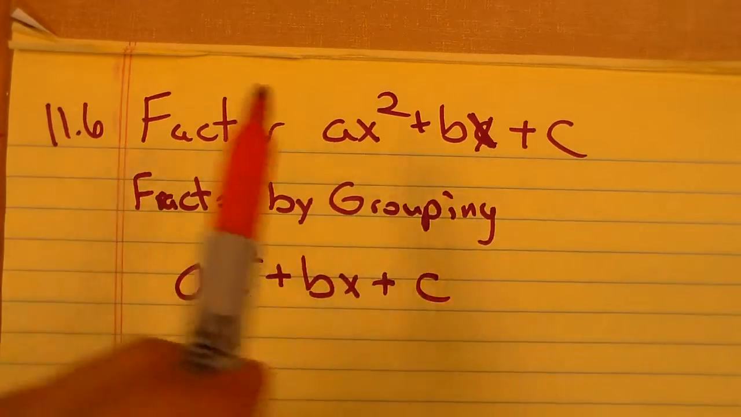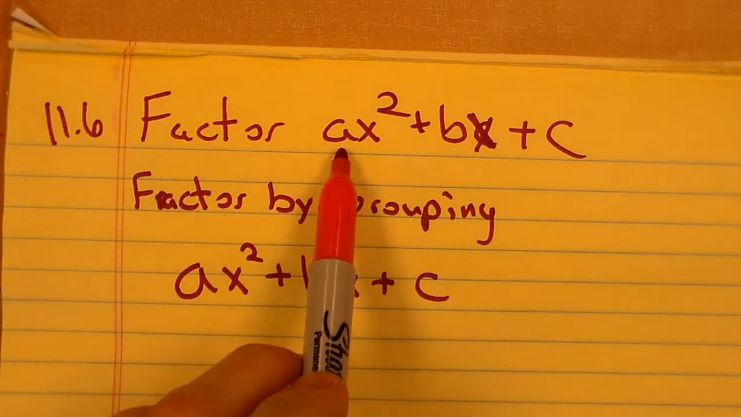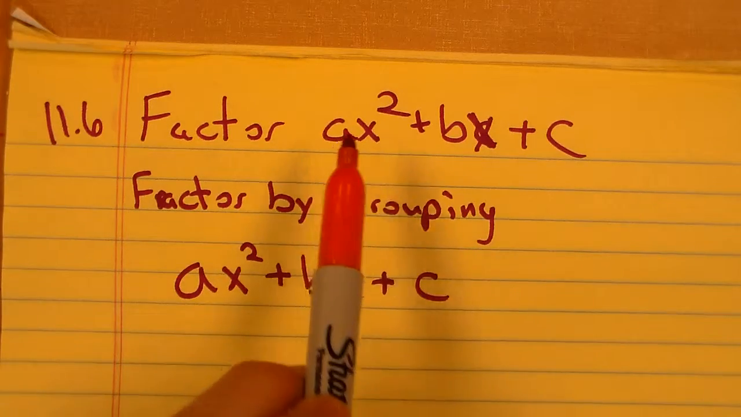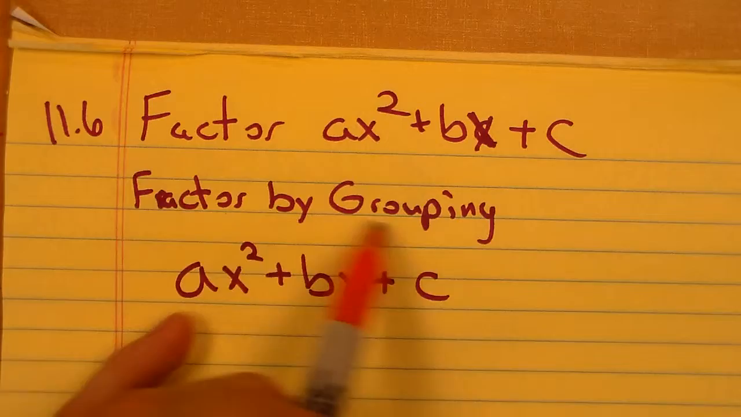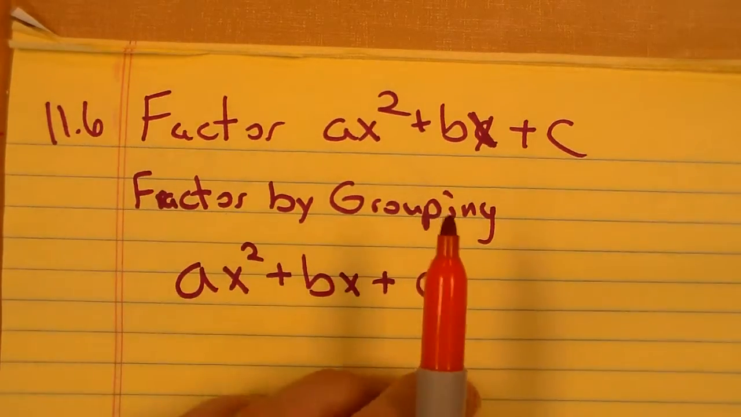So now that we've started to factor polynomials, we're now going to look at what if we have a coefficient out in front of the x squared? So this is now going to be factoring ax squared plus bx plus c. And we're going to take an approach of factor by grouping to find this.